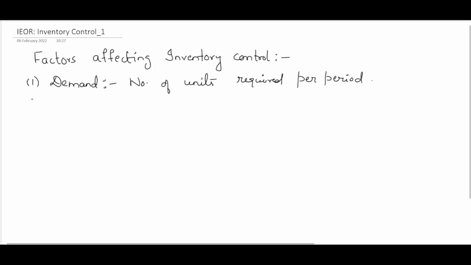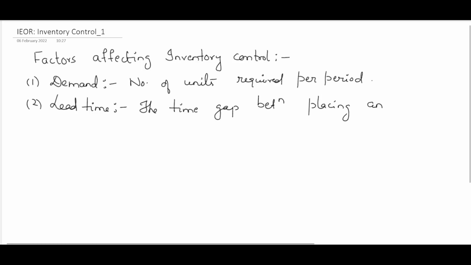Number two is the lead time. These terms you already know. In the previous class also I have told you, lead time is denoted by, mostly I use the symbol capital LT, for the lead time. It is the time gap between placing an order and receiving it. That is our lead time.